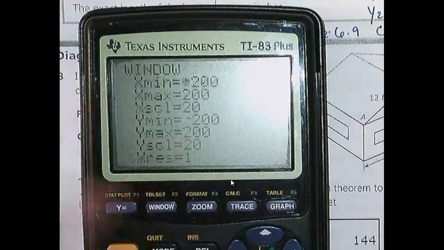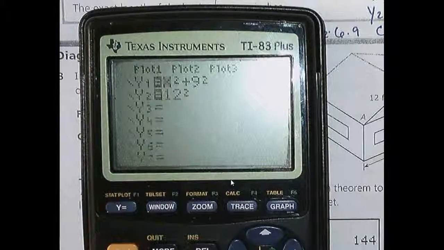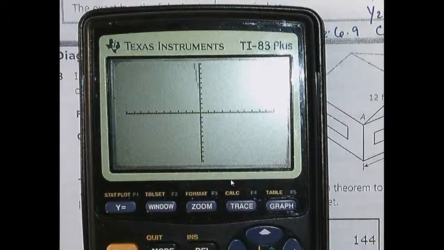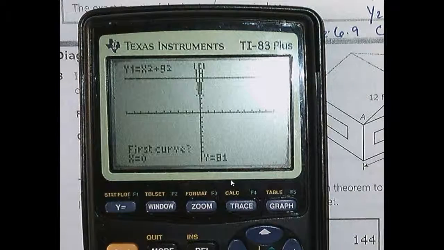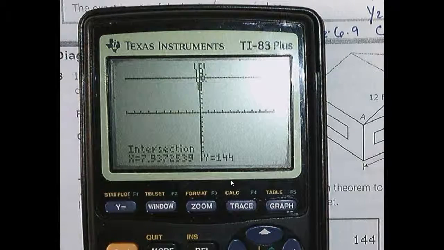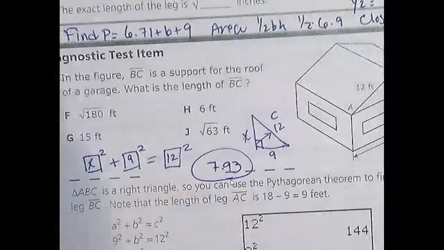Now, I've already changed my window to 200 because 10's not going to work. And if you think about it, 12 times 12 is 144. You need more than 144, and I just went to 200. If I push graph, there's your parabola. There's your straight line. It's a constant. And then I'm going to go second trace, push 5. I'm going to push enter 3 times. 1, 2, 3. And I get the answer 7.93. And that's a great answer. It's even the right answer. 7.93. It's awesome. I don't have an answer choice.